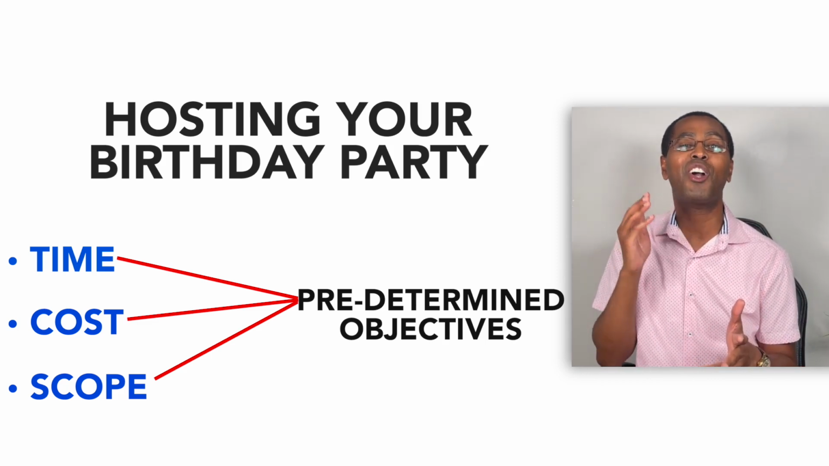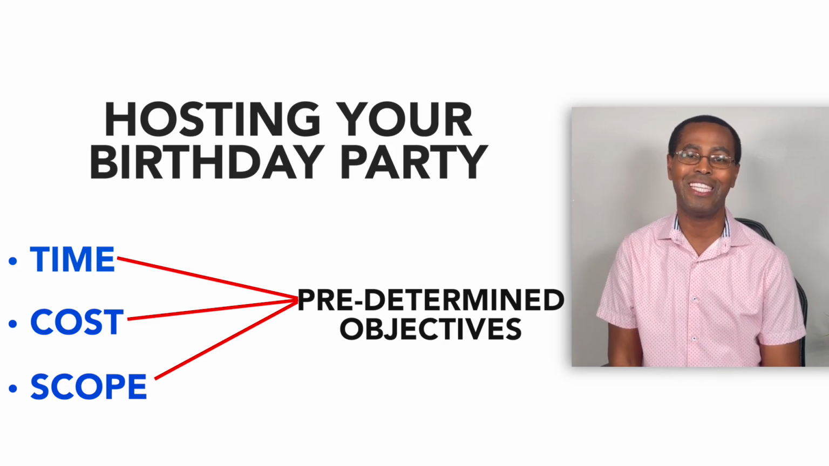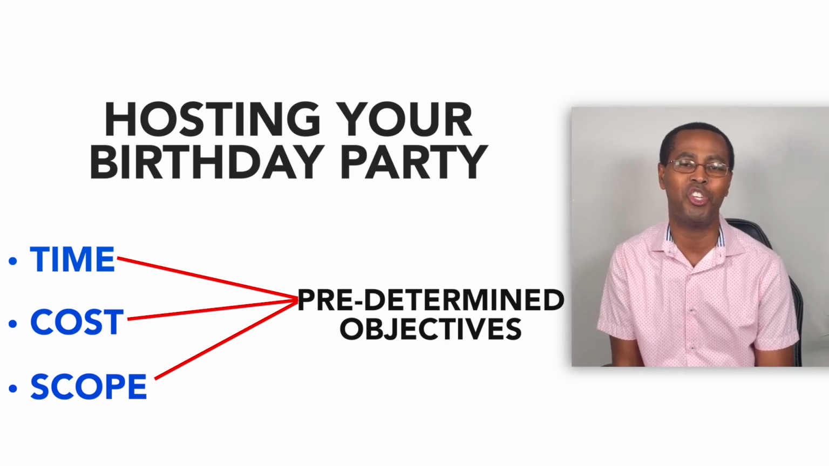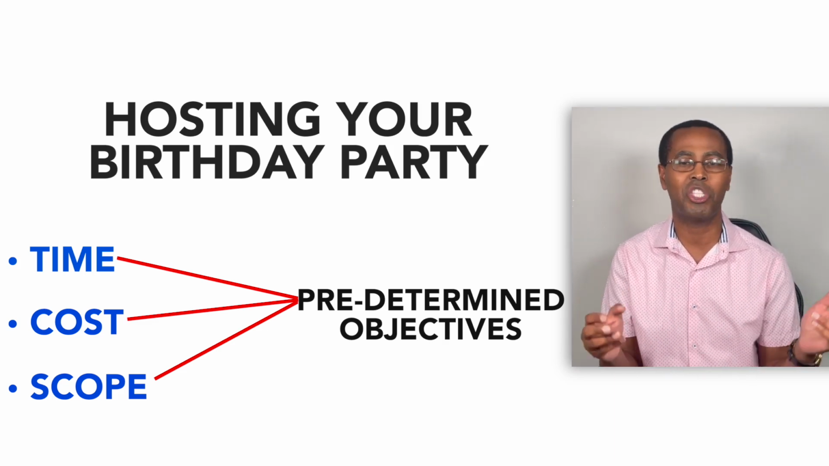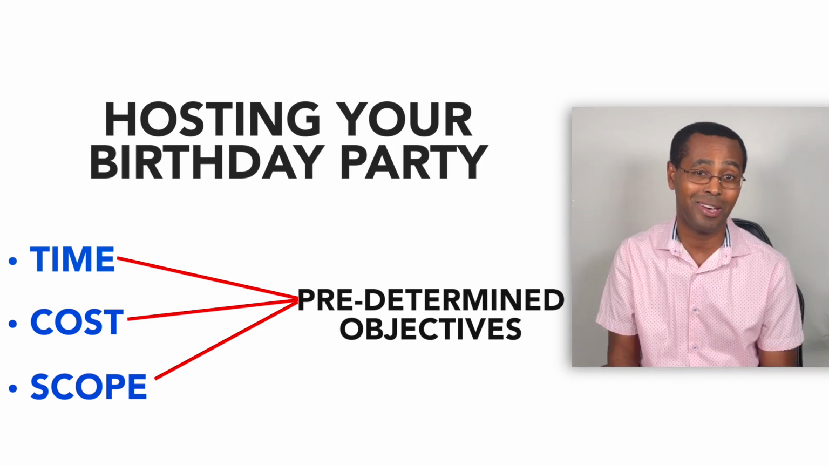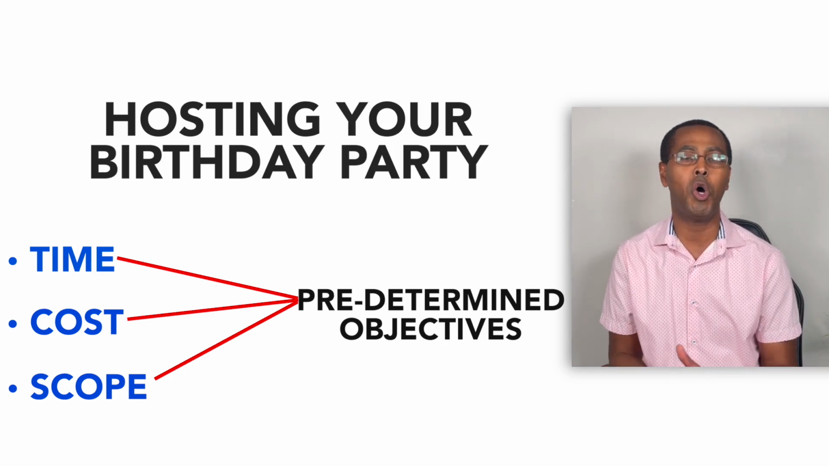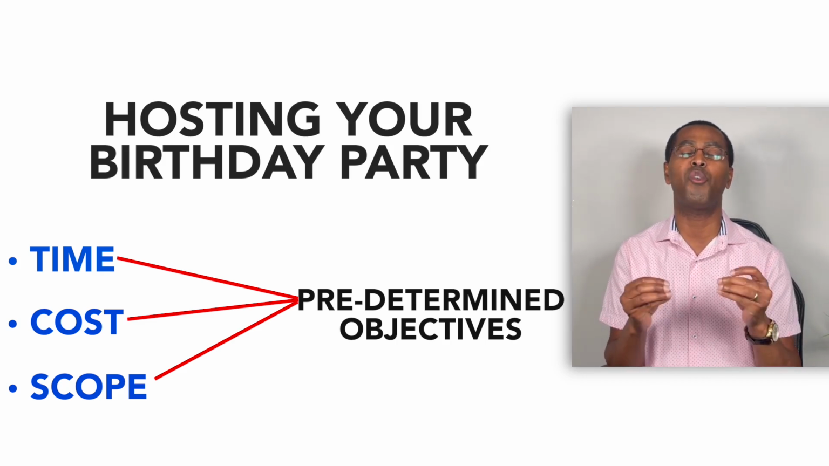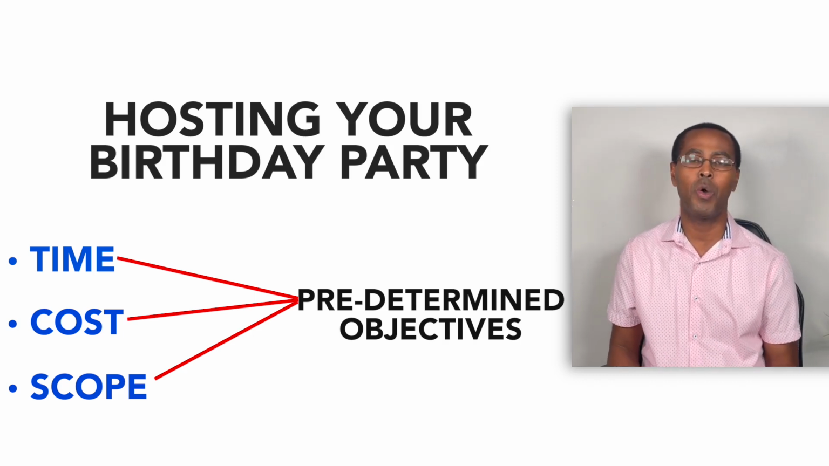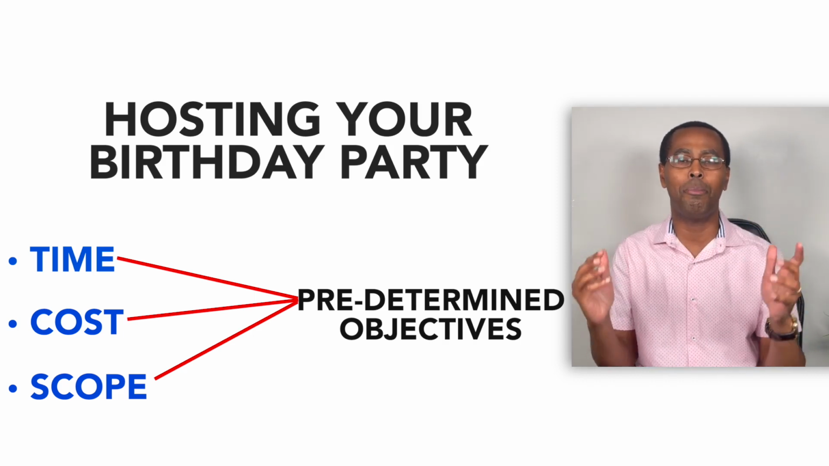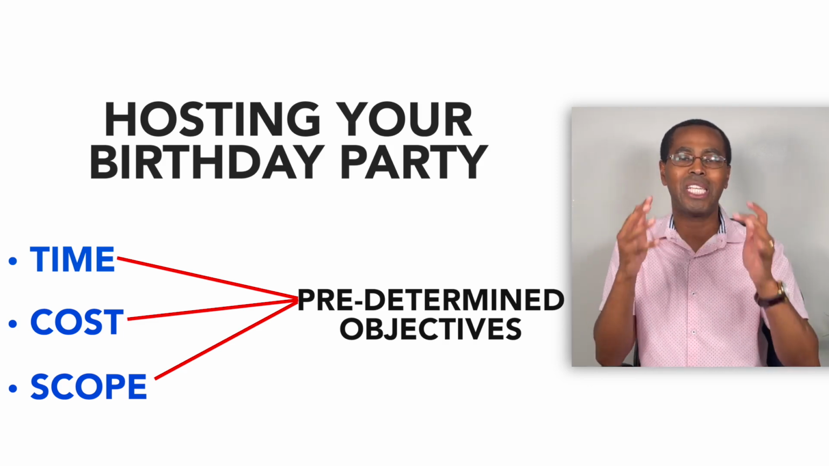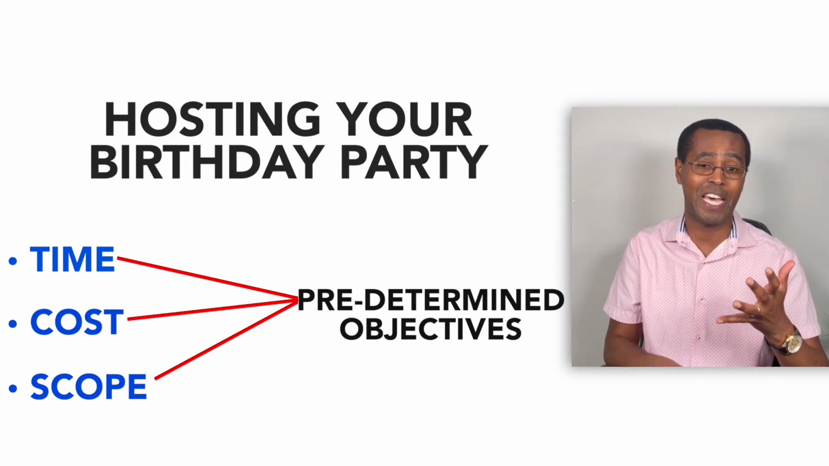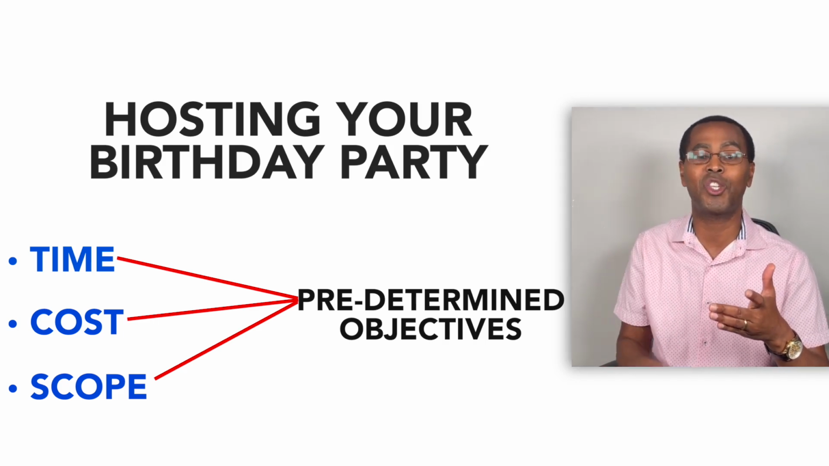Number two, there is a cost to this party. It's going to cost you something to host your guests in your house or in a hotel, restaurant, in a garden, wherever you're going, there is a cost to it. And number three, there is a scope. How many people will come for your party? Will there be a cake? Will there be sodas? What incorporates this party? What will make you satisfied with this birthday party? So there are predetermined objectives of time, cost, and scope.